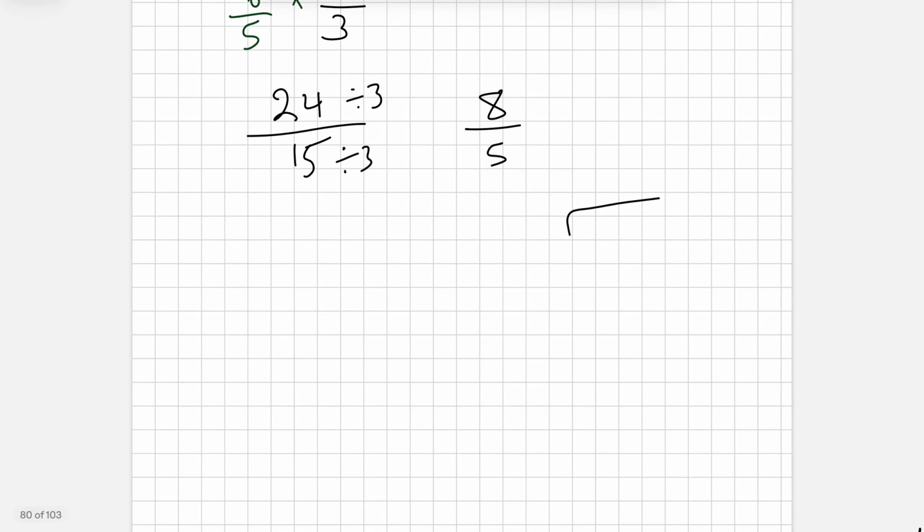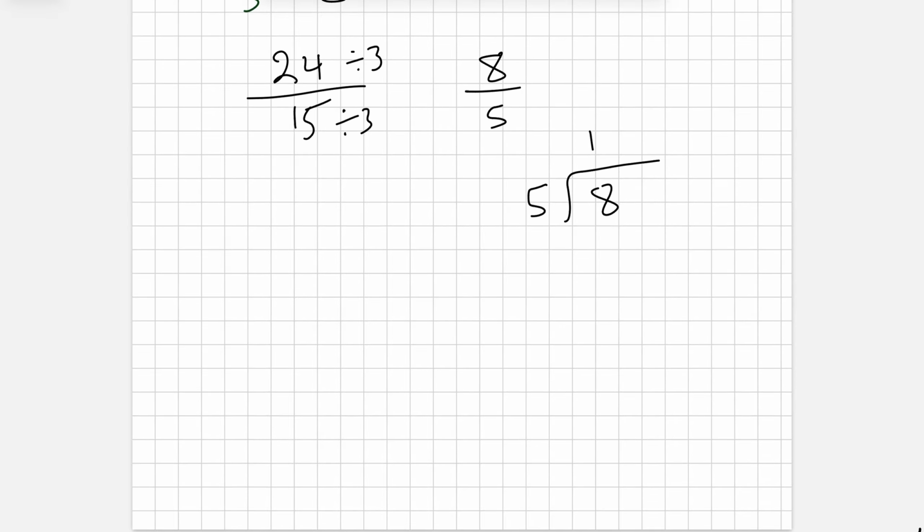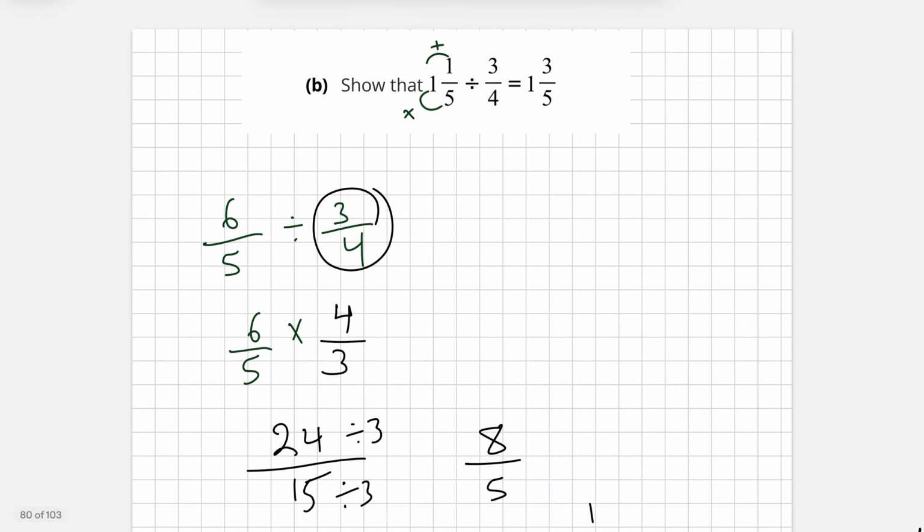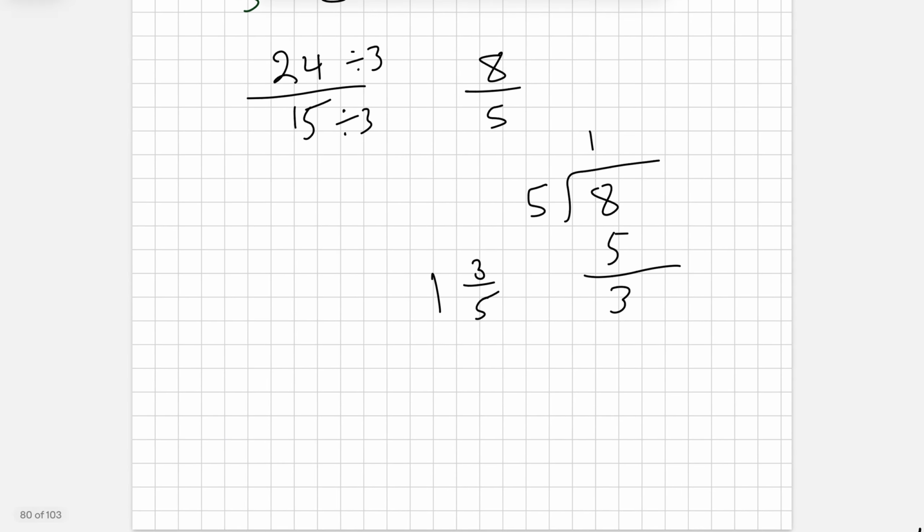We haven't finished yet, because 5 here, 8 there, and the nearest is 1. 1 times 5 is 5. Subtract, 3. So my answer is 1 and 3 over 5. Is that what the question is asking me to find? Yes, indeed. It's 1 and 3 over 5.